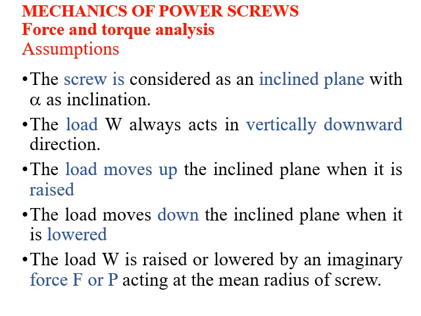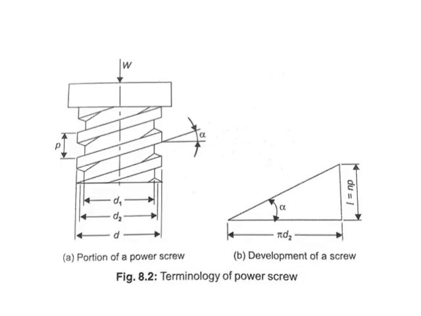If the load moves up the inclined plane when it is raised, the load moves down the inclined plane when it is lowered. The load W is raised or lowered by an imaginary force F or P acting at the mean radius of the screw. So in the sketch we have seen how the power screw will be and how the load W will be acting. P is the pitch.